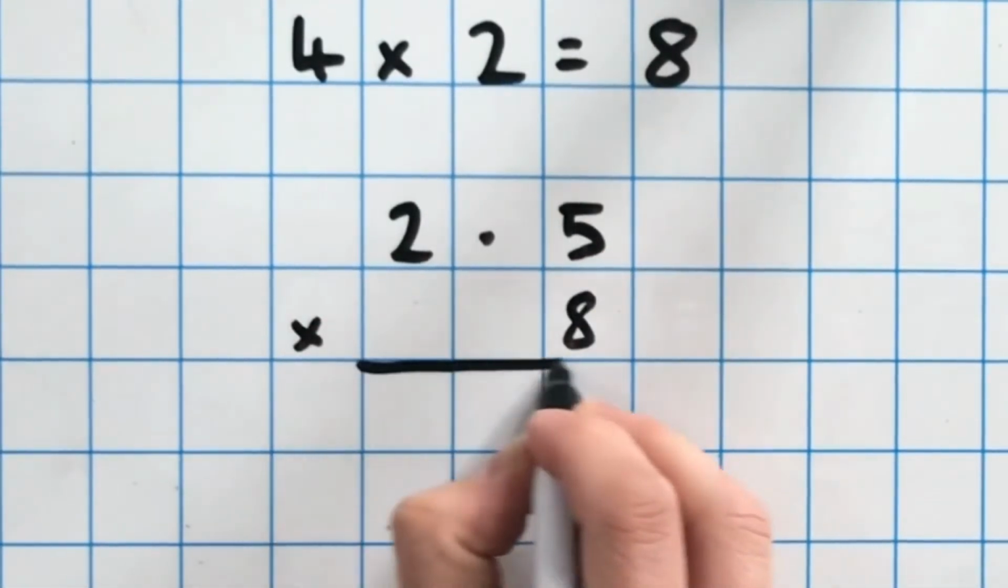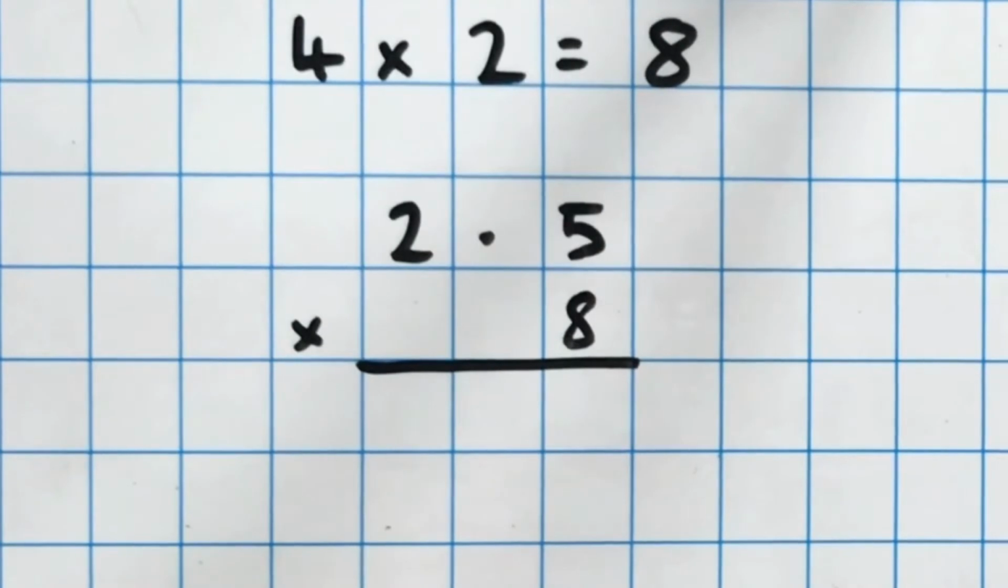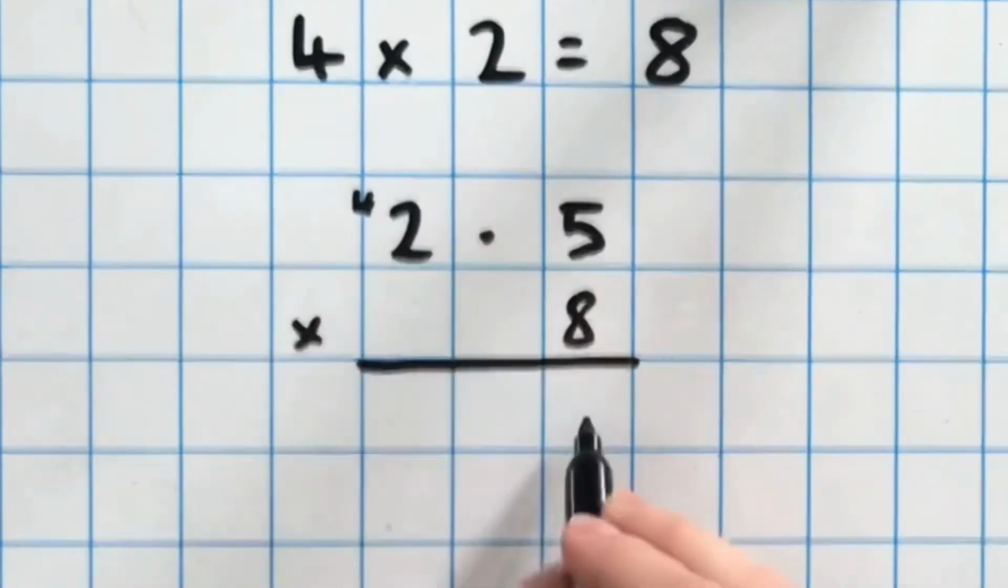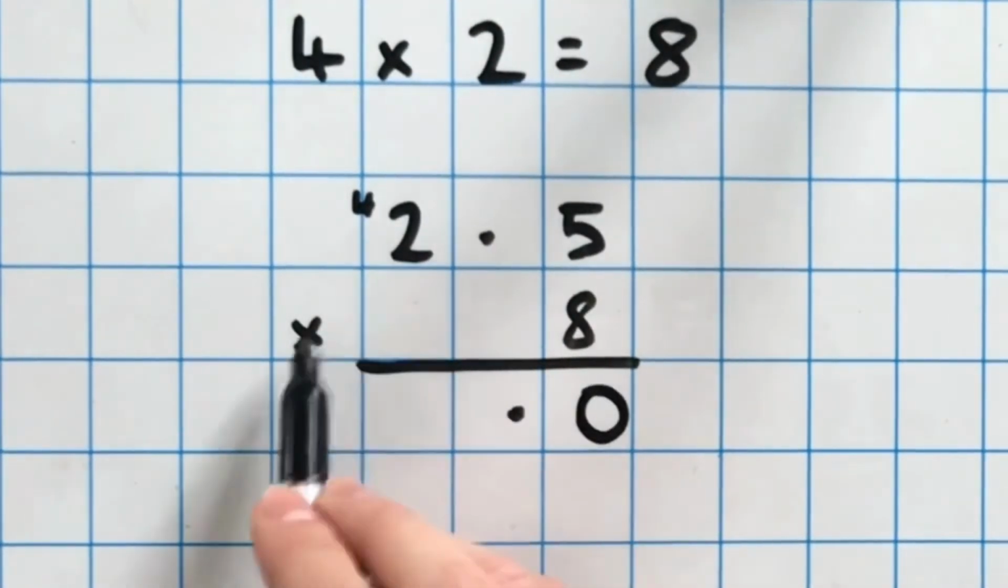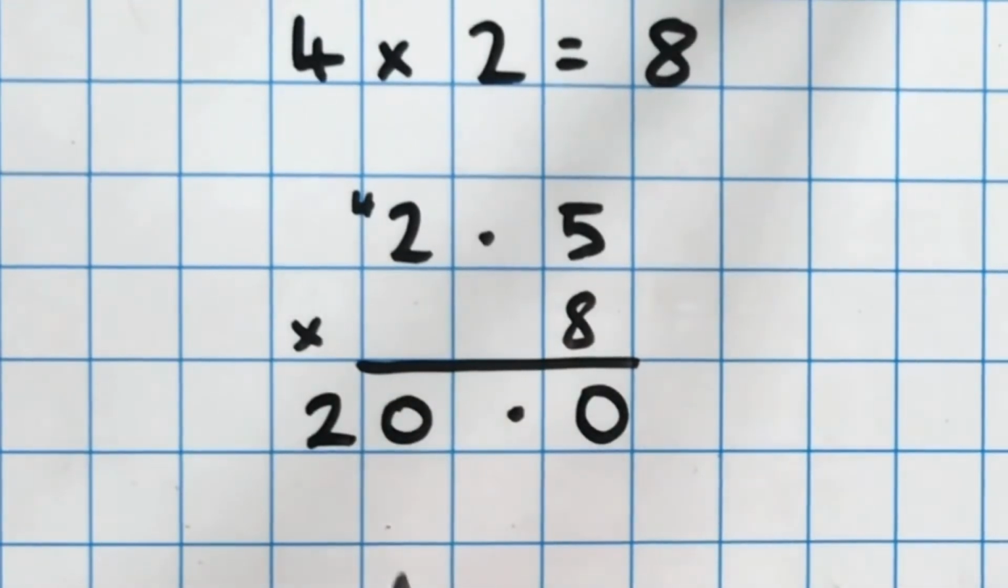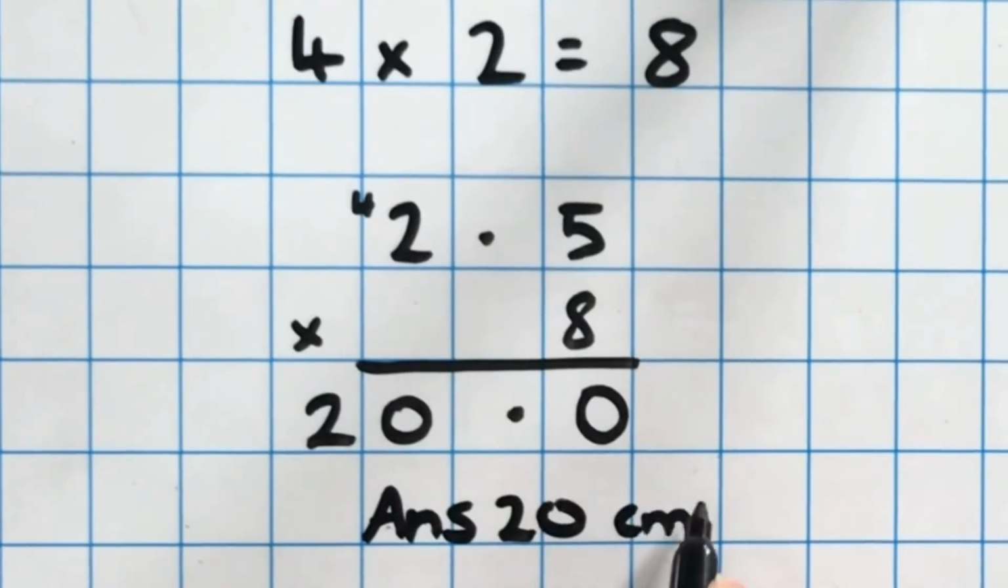So multiplying decimals. Remember 2.5 times 8 is exactly the same as 8 times 2.5. So 5 times 8 is 40. 2 times 8 is 16 plus 4 gives me 20.0. So your answer is 20 centimetres cubed.